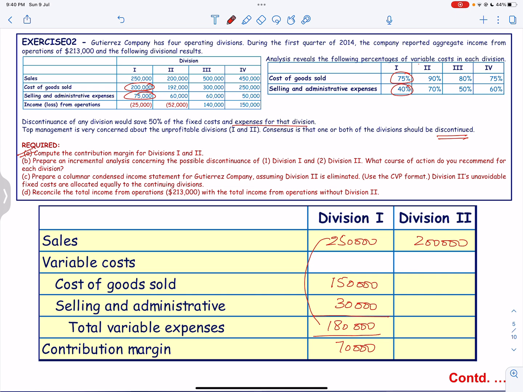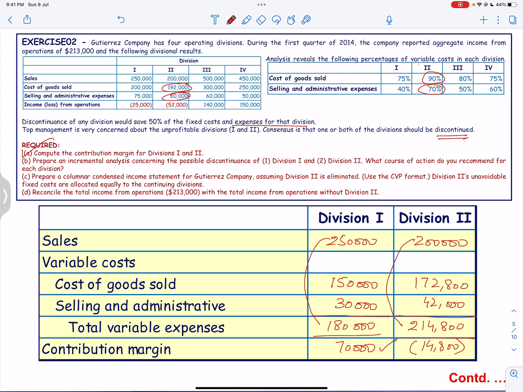Coming to division 2, so it is giving a positive contribution margin of 70,000 for division 1. Coming to division 2, we have the sales of 200,000, and the variable cost of goods sold for division 2 is 90% of 192,000, that will be 172,800. And the variable selling and administrative expenses will be 70% of 60,000, and that is going to be 42,000. So the total variable expenses will be 214,800, and now you can see that sales minus total variable cost will give us a negative contribution margin of 14,800. So this completes part 1, that is, computing the contribution margin for division 1 and 2.